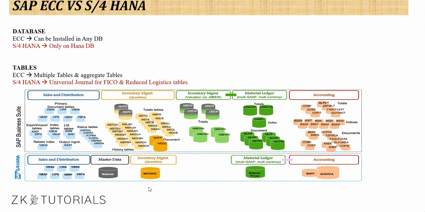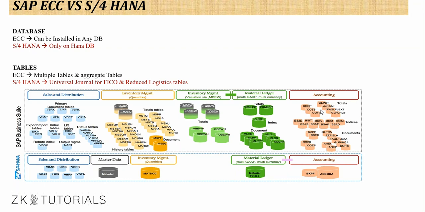MATDOC is one table which will comprise all these things, and it can be done in one table. Like that, in finance it is called ACDOCA. ACDOCA is a very popular table in S4 HANA. I'm going to show you that when you go into the server, how all these tables will be, so you will get all the comprised data of accounting.